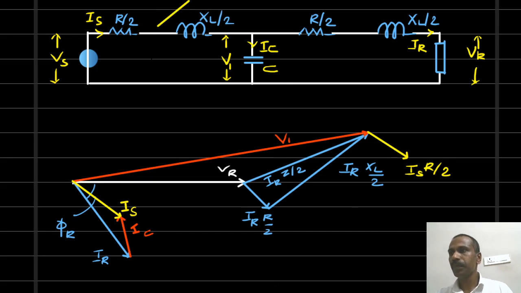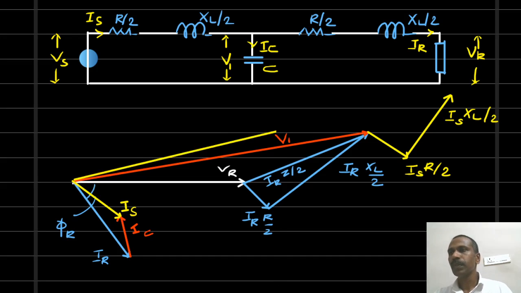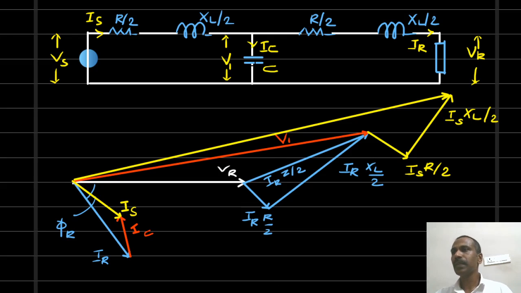Next is the drop across this inductor. As you know, the voltage across the inductor leads the current by 90 degrees. Where the voltage drop is IS into XL by 2. This is our resultant vector. V1 plus the drop across this resistor plus the drop across the inductor will give Vs. So this is Vs. And this can also be represented as IS into Z by 2.